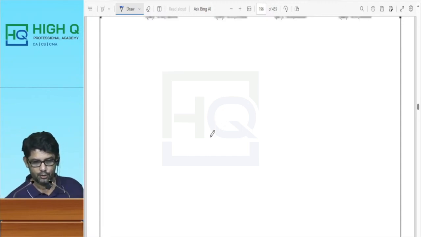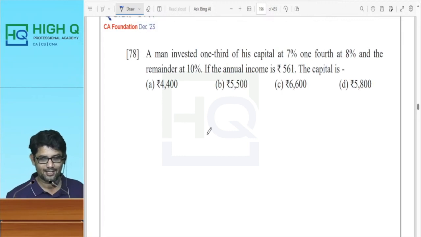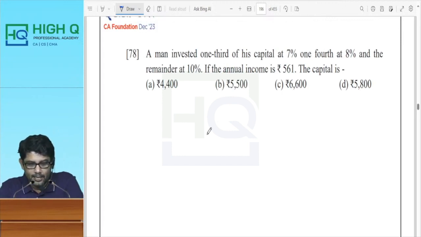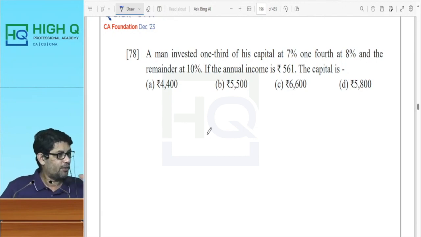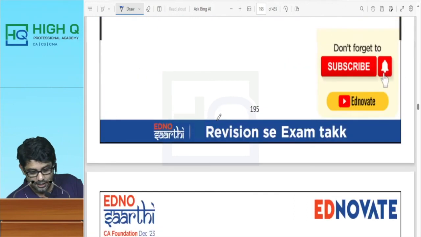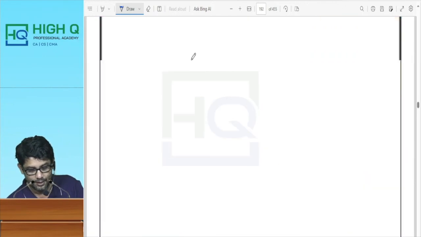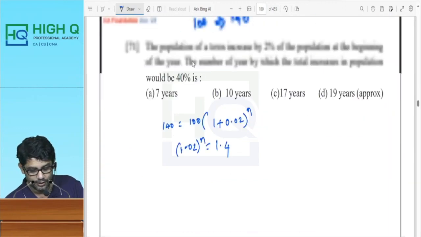I have a query on daily dose questions number 16 and 22. I don't know what exactly it is. Now, a man invested 1/3 of his capital at 7% and 1/4 at 8% and the remainder at 10%. If the annual income is 561 rupees, the capital is? I told you to wait for sum number 43. In the beginning people were telling me, sir, 43 not done, 43 not done. Now go to 43. I will show you why I was waiting for it.